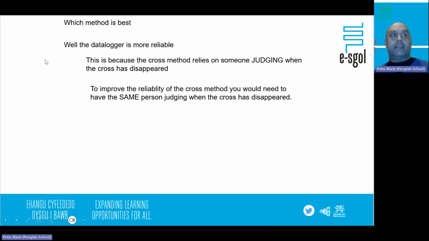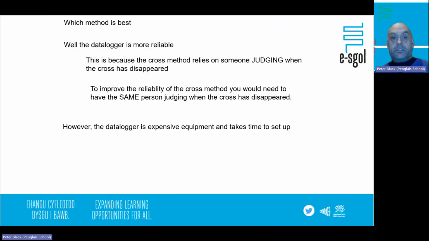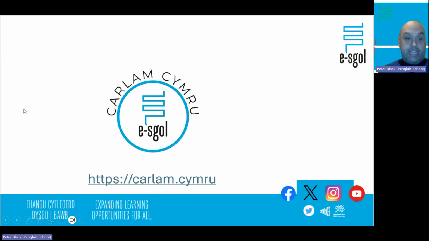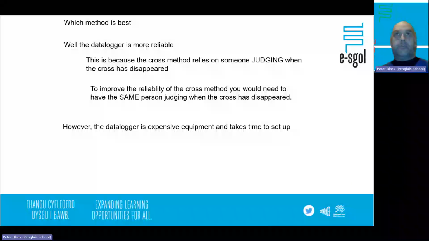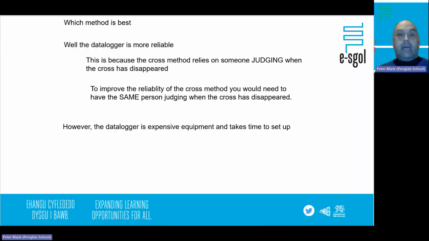Okay. Which method's best? Well, the method I would use here would be the data logger. Why? Because judging when a cross disappears involves judgment. And a data logger, the only problem with it is it's expensive, but the data logger gives much better results. So yeah, data logger is definitely a better method because it doesn't involve someone judging whether the cross is still there or the cross isn't there.